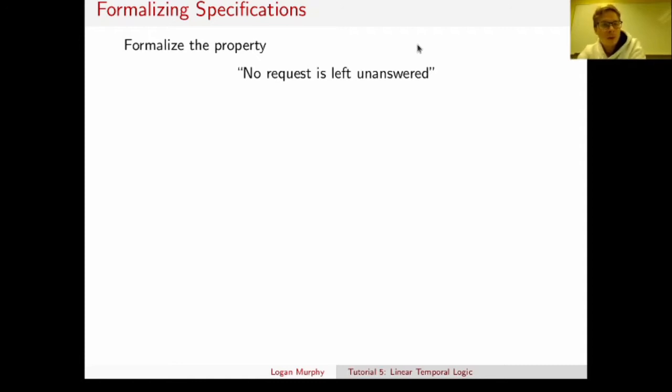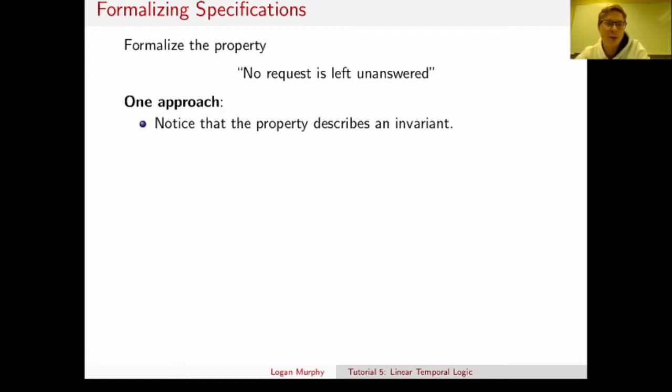So say we want to formalize the property presented in English as, no request is left unanswered. Now, of course, there's a number of ways you can do this. One way is to notice that the property basically is describing an invariant for our system. We have a particular local behavior, that a request always leads to an answer, and we want to make sure that this holds throughout the entirety of an execution of that system.